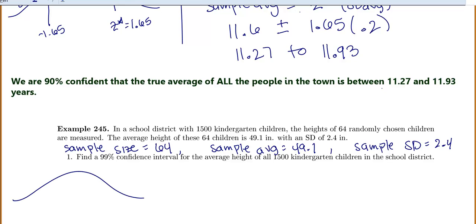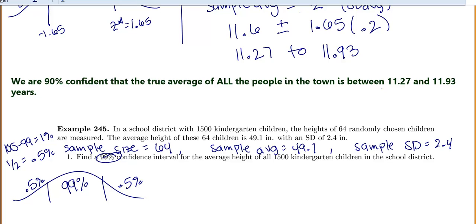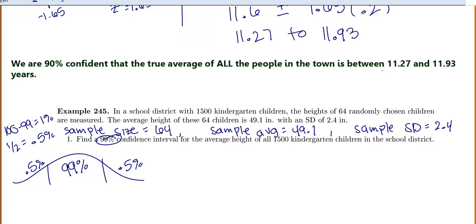First, I notice that this is a 99% confidence interval, so that means I need 99% in the middle. So 100 minus 99 gives me 1%. So there's 1% total, and if I divide that by 2, it gives me 0.5% for each tail. So this is 0.5%, this is 0.5%. When you're done, make sure you add it all up. Does it add up to 100? So 0.5 plus 99 is 99.5 plus 0.5. That does give me 100%.